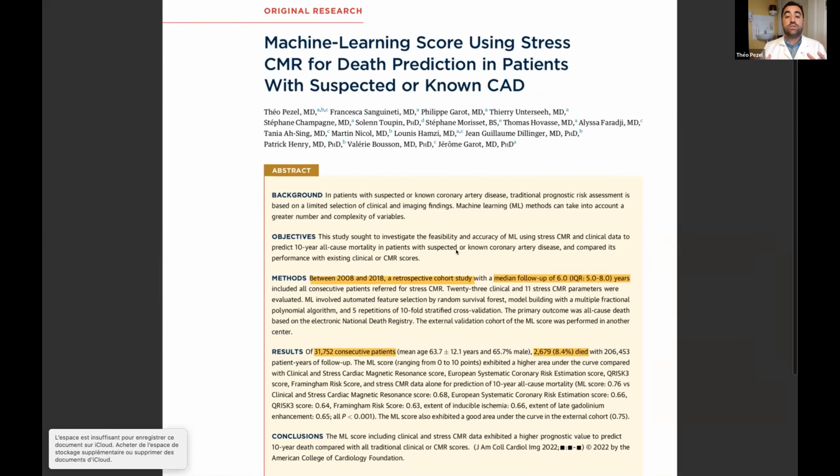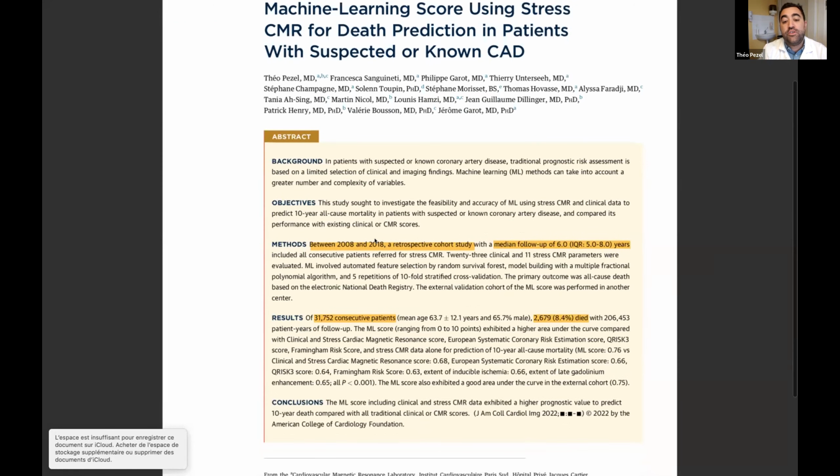The aim of our study was to assess the prognostic impact of a machine learning score using not just stress CMR findings, but also traditional clinical findings like age, gender, etc., to predict the risk of death. And of course, we want to compare this prognostic value to traditional risk scores.